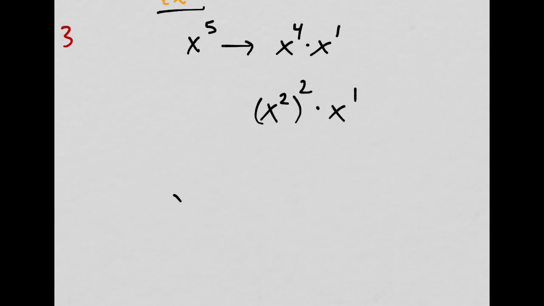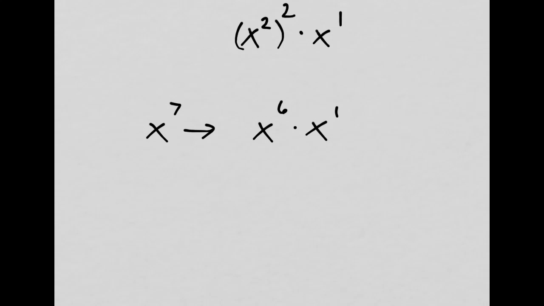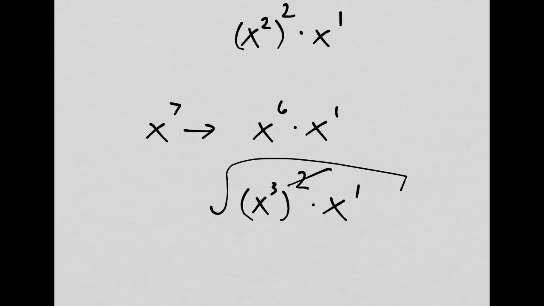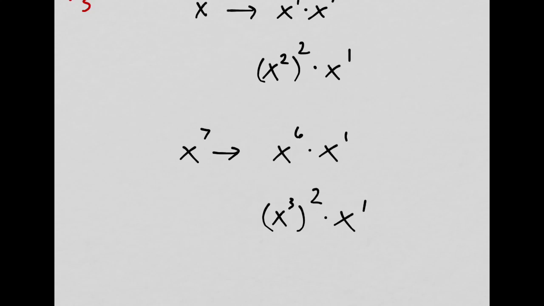If you had x to the 7th, again, that would just change to x to the 6th times x to the 1. Of course, that's x to the 7th. And then, since this is even, we can rewrite this as x to the 3rd squared, and then times x to the 1. So if this was under a radical, that would cancel out, this would go outside, and that would stay inside. So there's how you do that.